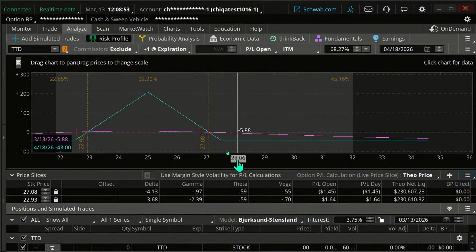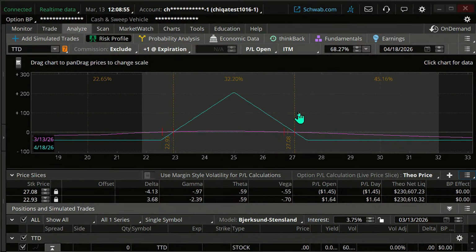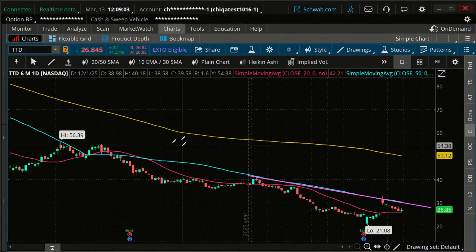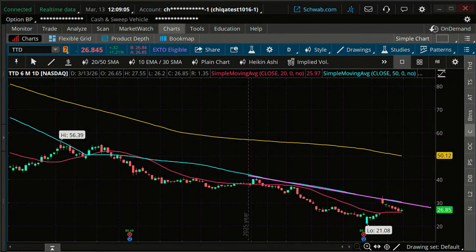Let me zoom this in. Let me shrink this down a little bit so you can see it a little better. Basically, our break evens are around 23 and 27. Okay. Well, does that fit what we want here? Let's look here. 23 is about here, roughly. 27 is just about here. Kind of a fairly tight window.